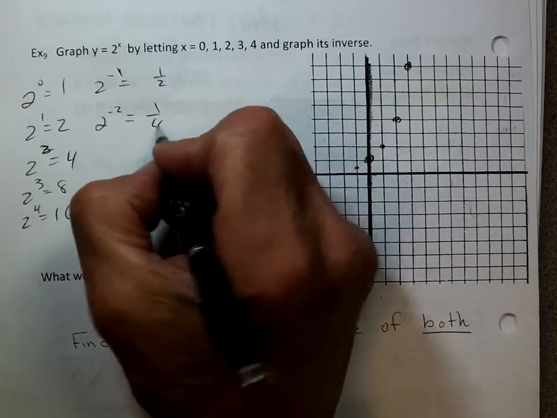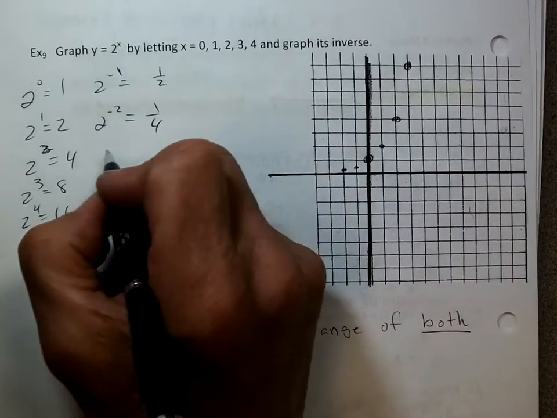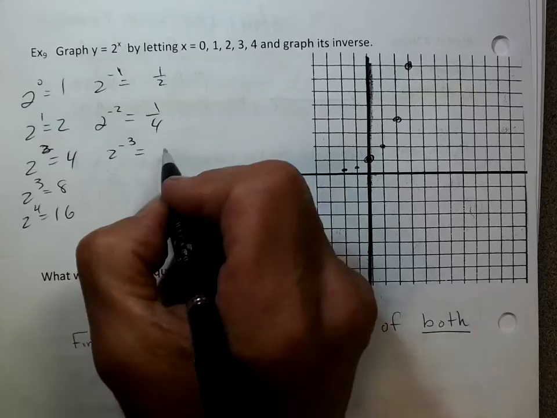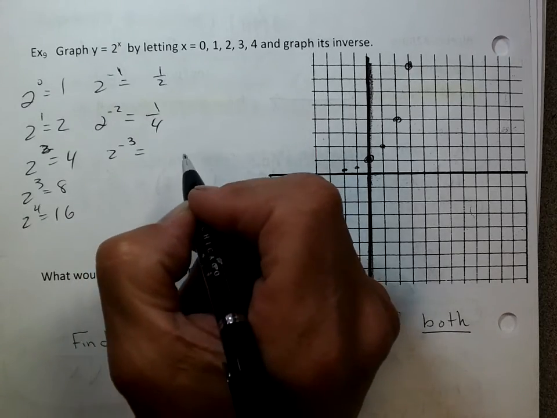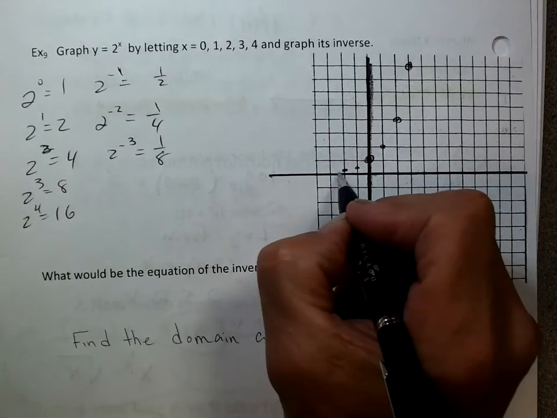1/4. 2 to the negative 3 power is 1/8. And I'll probably stop there because I'm going to run out of room, right?